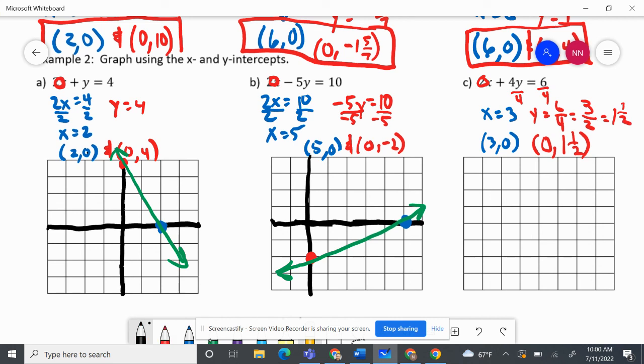So when I graph this, I'm going to plot my 3, 0. And then I'm going to plot my 1 and a half. And 1 and a half is in between 1 and 2. And I should put a little red dot so we clarify. And then the next thing that I'm going to do is draw my straight line.